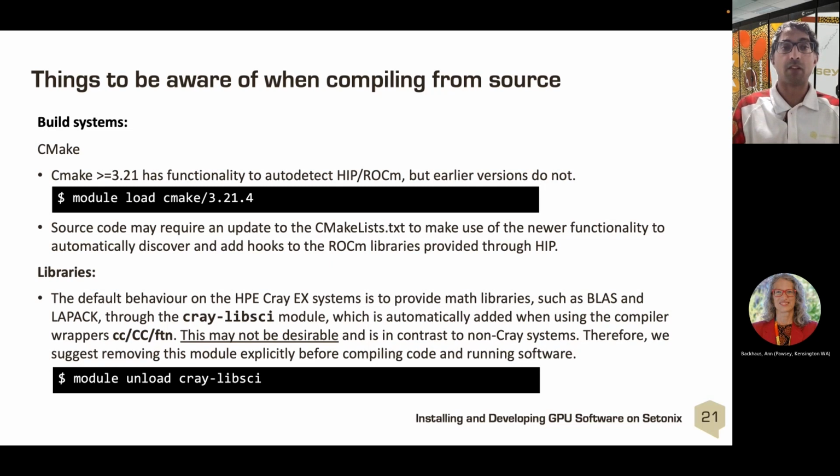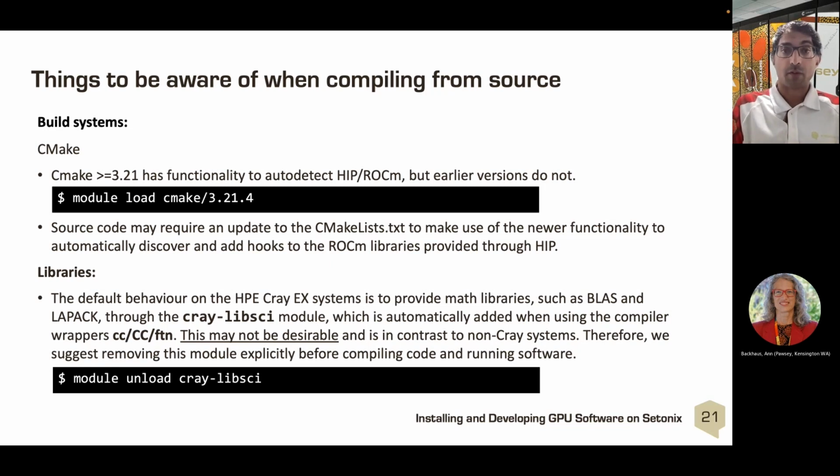There is a system CMake. We suggest to not use that system CMake. You make sure that you use the module that's provided. And also the source code may require an update to the CMakeLists file. So this file that CMake uses to dictate how the build configuration process should behave so that it can build the software might require some updates for some source code.